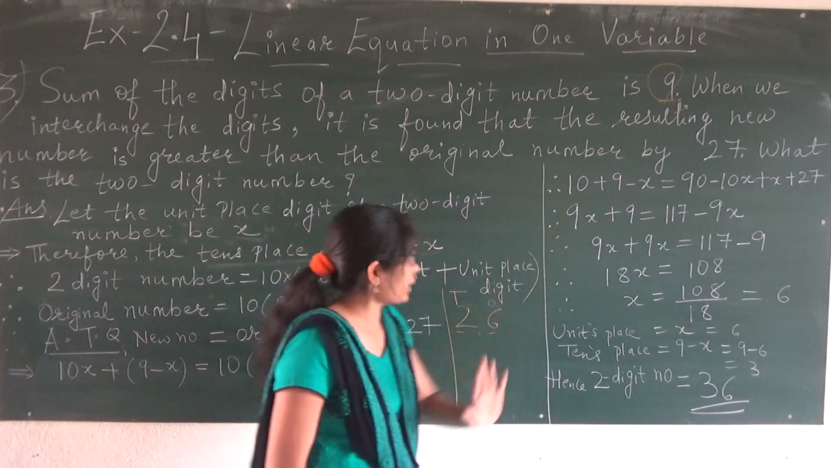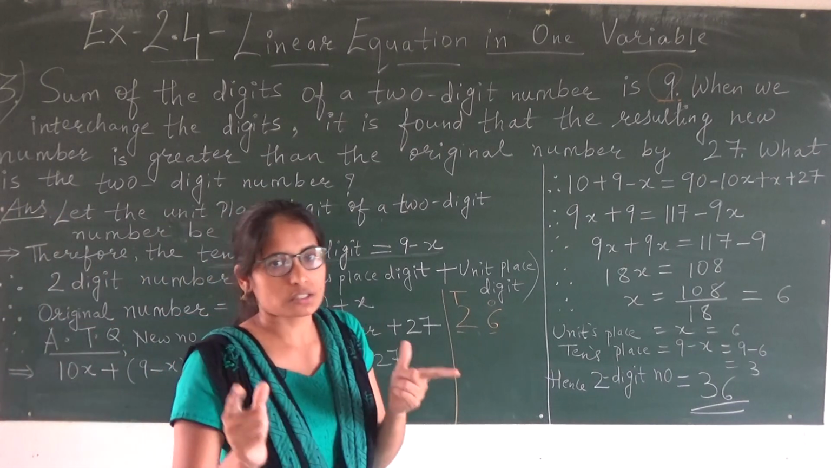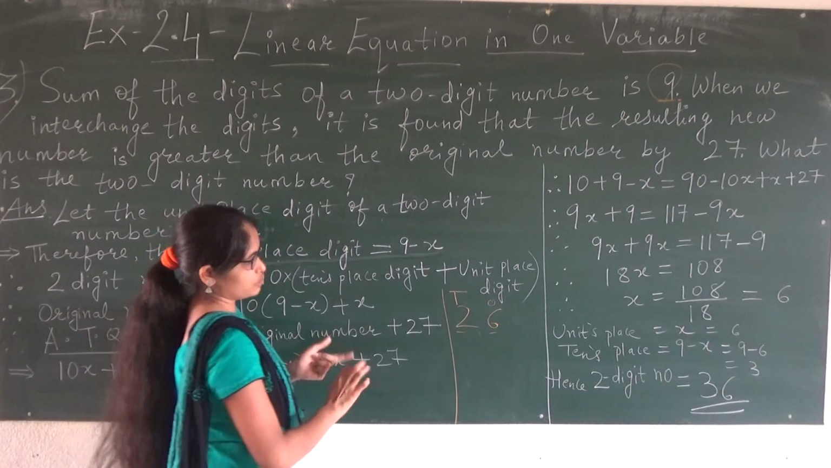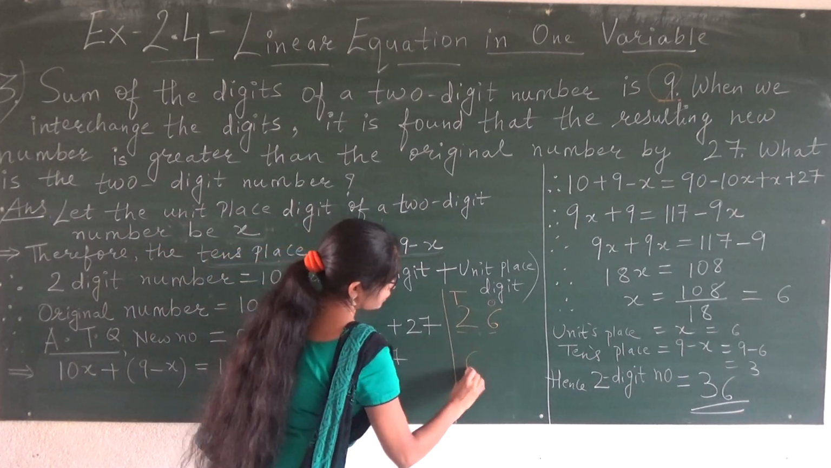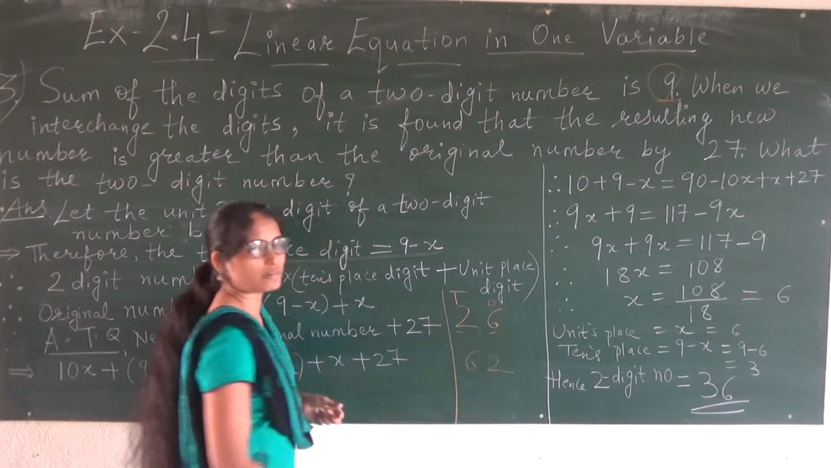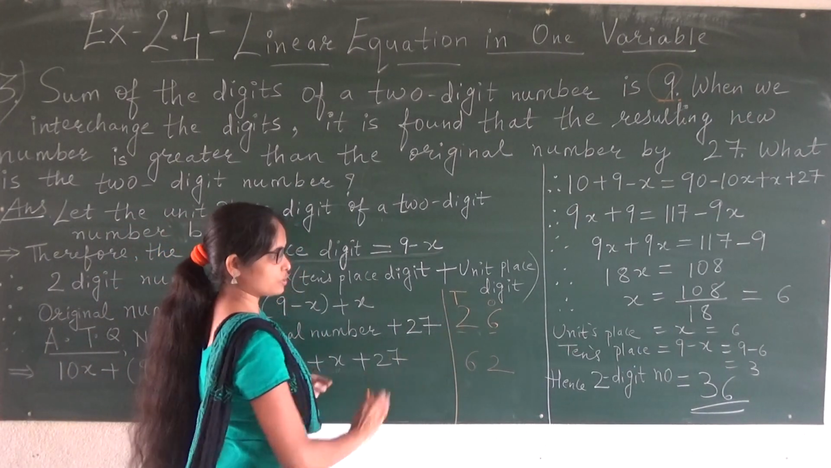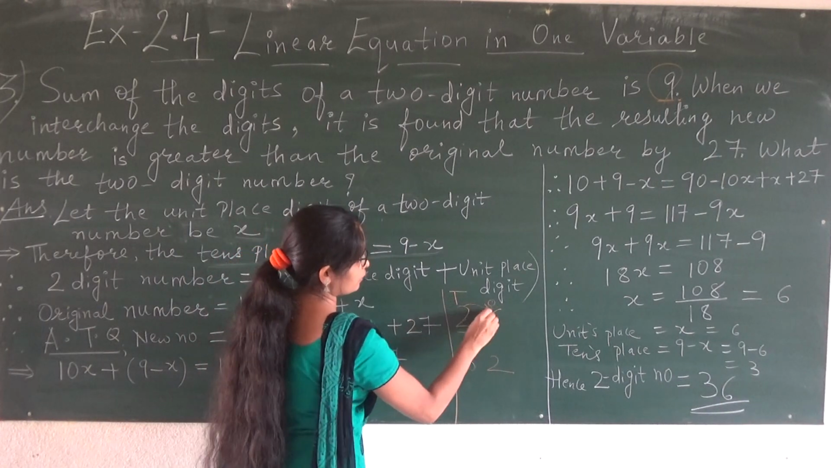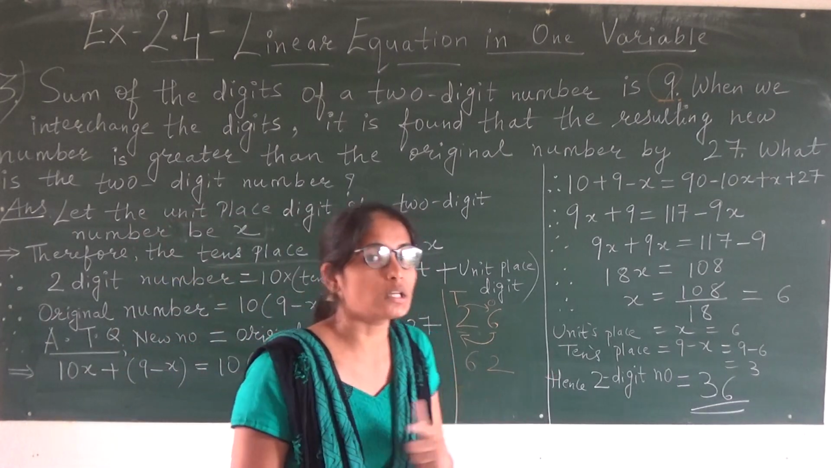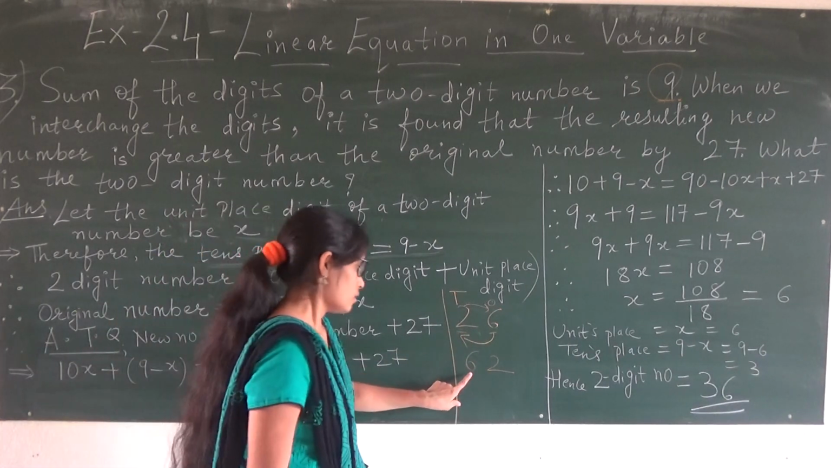Sum is 9, and when we interchange the digits. Now how to interchange the digits? Whenever you interchange the digits, for example 26 is our number, if you interchange the digits, it will become 62. Whatever digit is given at ones place, we will write at tens place, and the tens place digit we will write at ones place. That is called interchange. So 26 was there; if we interchange, we get 62.